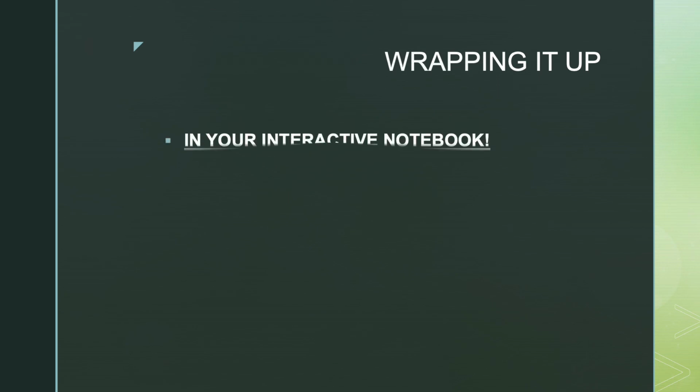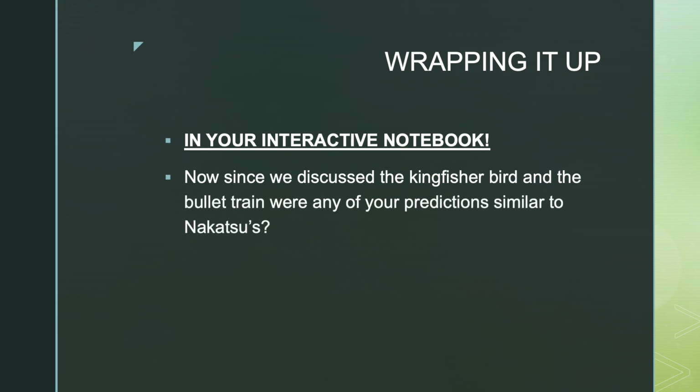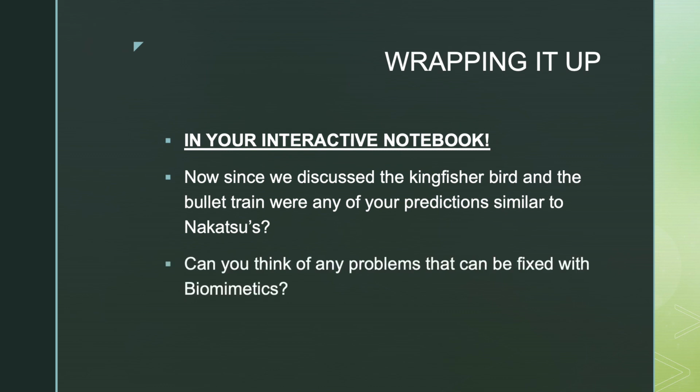In your interactive notebook, please take time to write whether your predictions of the bullet train and the kingfisher bird were similar to Nakatsu's. Also, please write down some problems that you think can be fixed with biomimetics. Please be ready to share some of your lovely ideas with the class. We look forward to hearing them and seeing you.